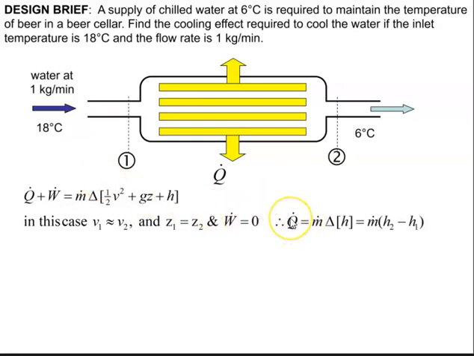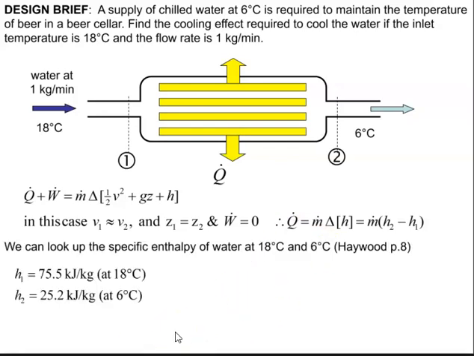So then we got Q equals m delta H, the enthalpy. Now I do not know the enthalpy of the water at 18 degrees centigrade, and I do not know the enthalpy of the water at 6 degrees centigrade. What we do, we just look online for the values in enthalpy tables. The enthalpy for the water at H1 is 75.5 kilojoules. Enthalpy for the water at 6 degrees is 25.2.